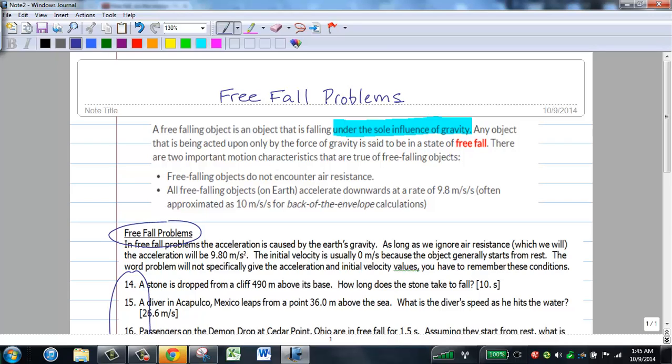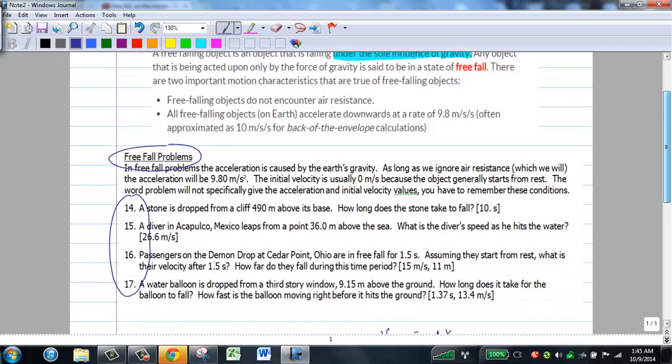And there are two important motion characteristics that are true of all free-falling objects. And we've already talked about the first one. That is, if gravity is the only force on the object, then we must not be considering air resistance. So these freely falling objects are not experiencing air resistance, so there either is no air or the air resistance is so small that we're ignoring it. And second, all freely falling objects on Earth accelerate downward at a rate of 9.8 meters per second per second.